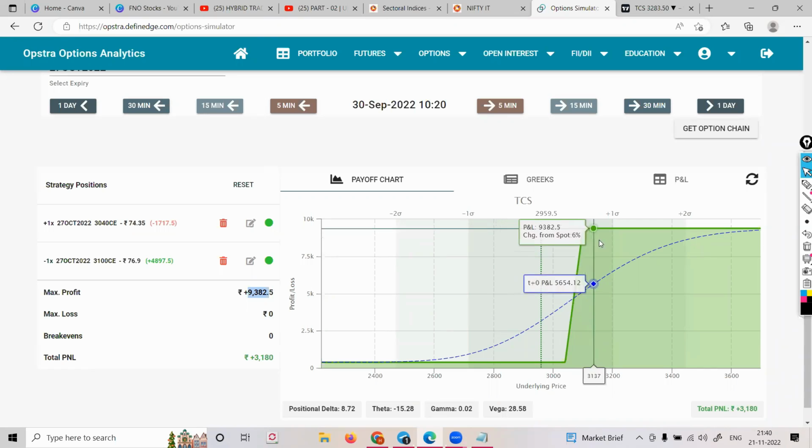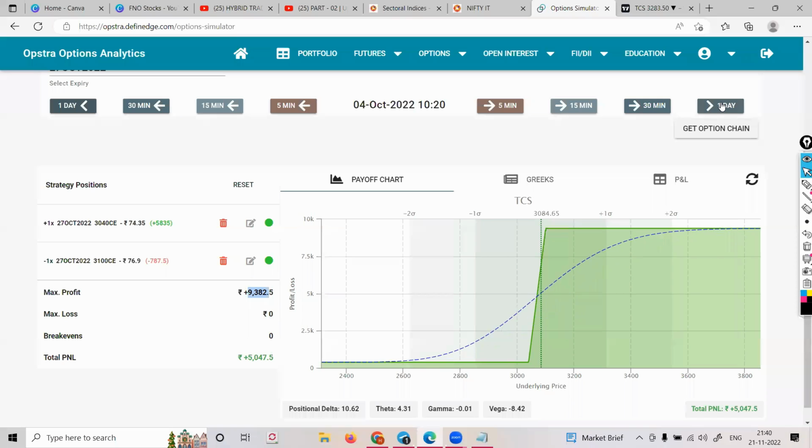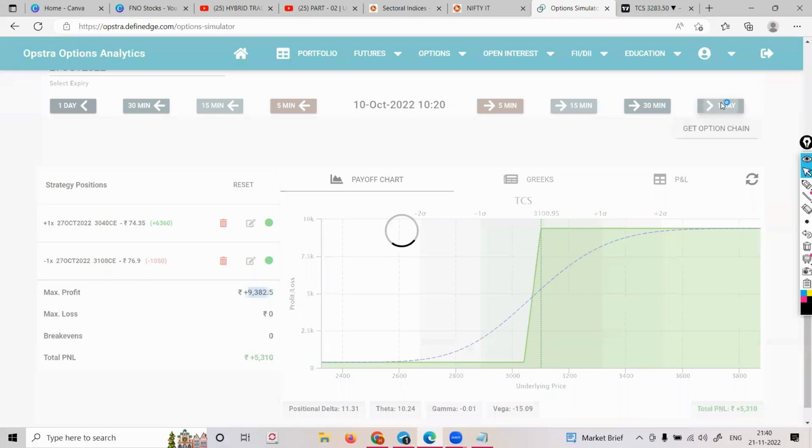Now my profit, guys, am I too slow, too fast, or is the pace okay? All right, we have too many things to discuss, but let me quickly take you to the next day. Let's keep a check on this profit and keep a check on this time. 3rd October, 4th October, 5,000 is the profit. 5th October, 6th October, 10th October.